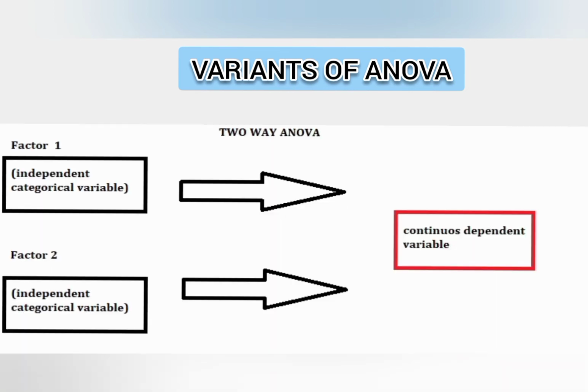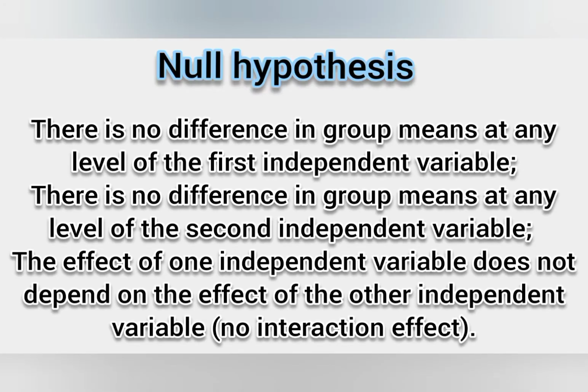A two-way ANOVA compares levels, groups, of 2 or more factors and has one continuous dependent variable. In two-way ANOVA there are 2 independent factors with one continuous dependent variable. Here we investigate the effect of 2 factors on the dependent variable and the relationship of the factors. So, the null hypotheses are, there is no difference in group means at any level of the first independent variable. There is no difference in group means at any level of the second independent variable. The effect of one independent variable does not depend on the effect of the other independent variable.